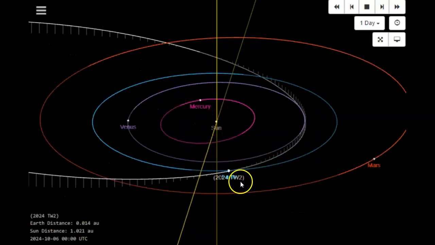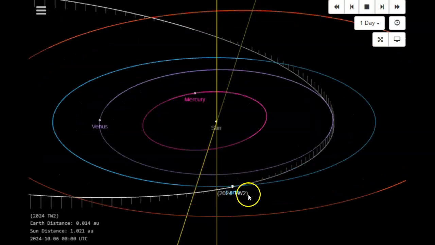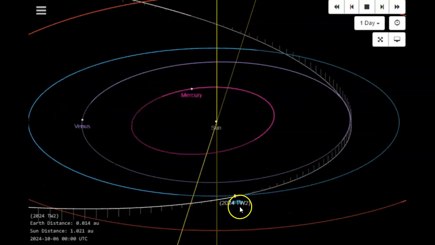It's going to pass between the moon and Earth. Looks like it will be closer to Earth than the moon. And, well, we only have one day to go forward here. And that's the close approach there tomorrow on October 7th.